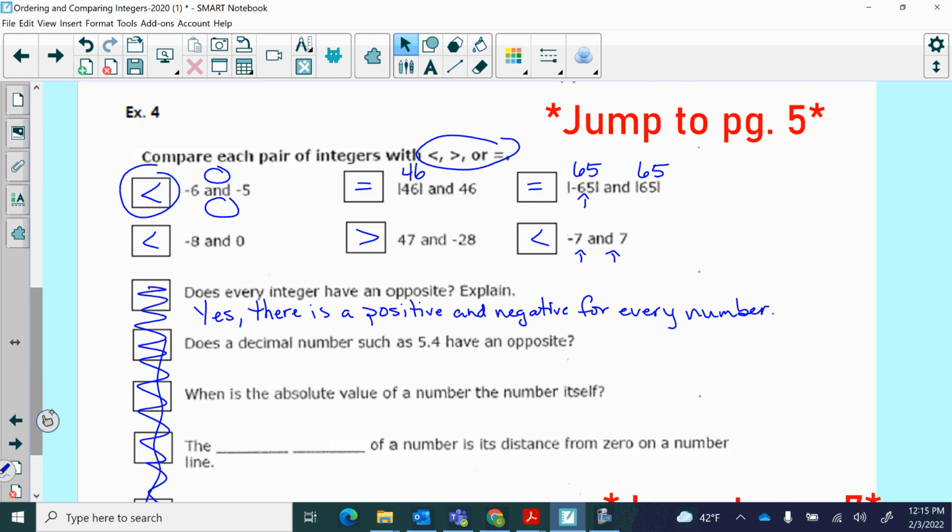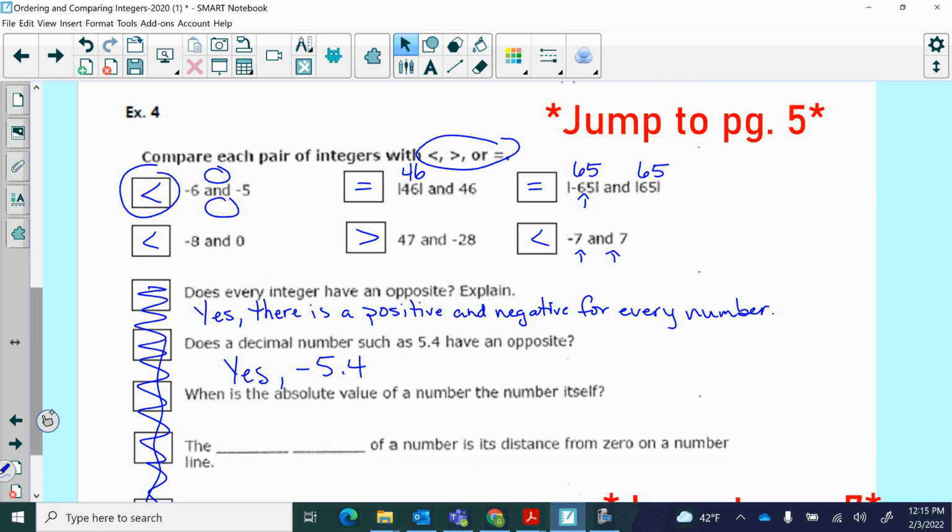for it. Does a decimal number such as 5 4/10 have an opposite? Yes, what would it be? Negative 5 4/10. Literally, guys, all you do is change the sign. Changing the sign makes it the opposite. If it's a negative number, getting rid of the sign makes it the opposite. Four and 5/10, so the opposite would be negative 4 and 5/10.